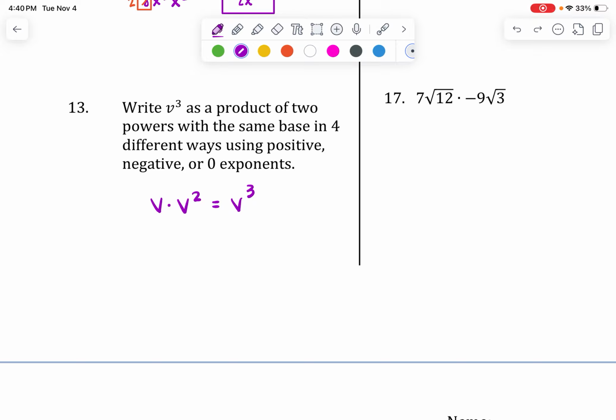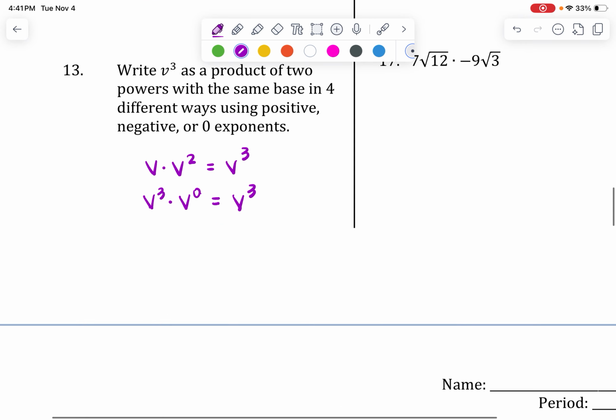Let's see. What if I did v cubed times v to the 0? Well, remember, anything to the 0 power is just 1, so that would just give me 1 times v cubed, which is v cubed. Plus, we add the powers, and 3 plus 0 is still 3. Let's see. I could use fractions, I guess, if I wanted to. I could do v to the 3/2 times v to the 3/2, which gives me 6/2, which is 3. Right? So I could use fractional exponents to get me there.